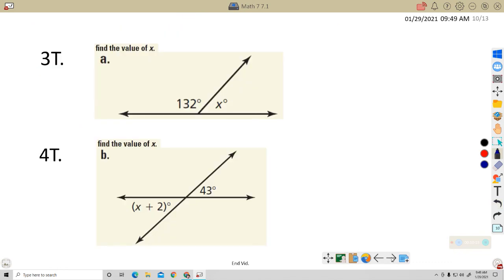Let's see what else we have here. Okay, so try these two. This will be the end of the video, so you can just pause it here and answer these. Again, the first one, of course. Now, in this case, they're going to equal 180 degrees because this is a straight angle together, right?